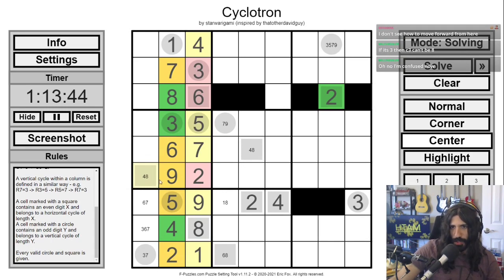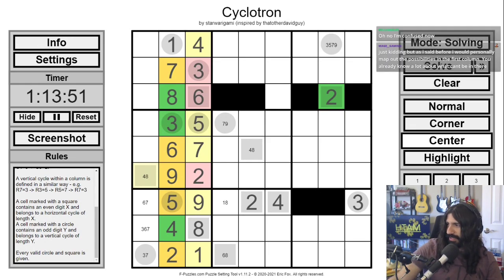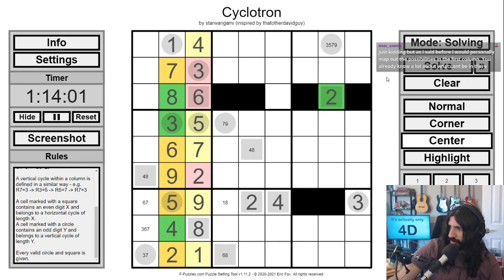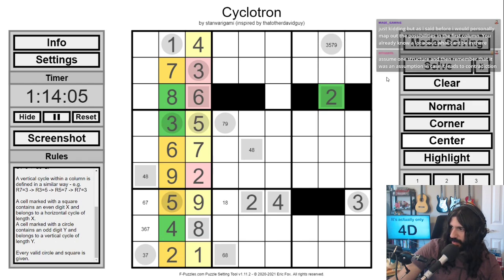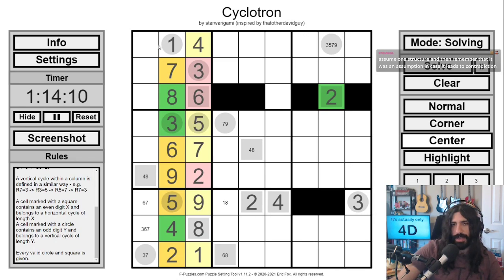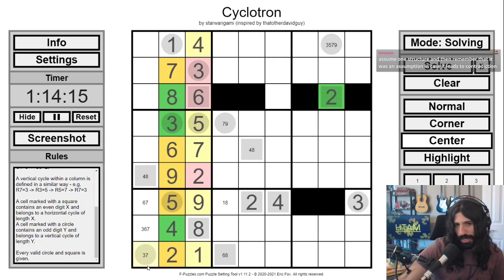Are there any Sudoku rules solutions? No, there's no free, what are they called? Hot free singles in your area? You'll have to remind me, David, what the word is for regular Sudoku rules solvable immediately. Just kidding, but as I said before, I personally map out the possibilities. Oh no, I'm confused now. Okay, all right. So let's map out cycles, I guess. But how does that... What are you talking about? That sounds so hard to do.